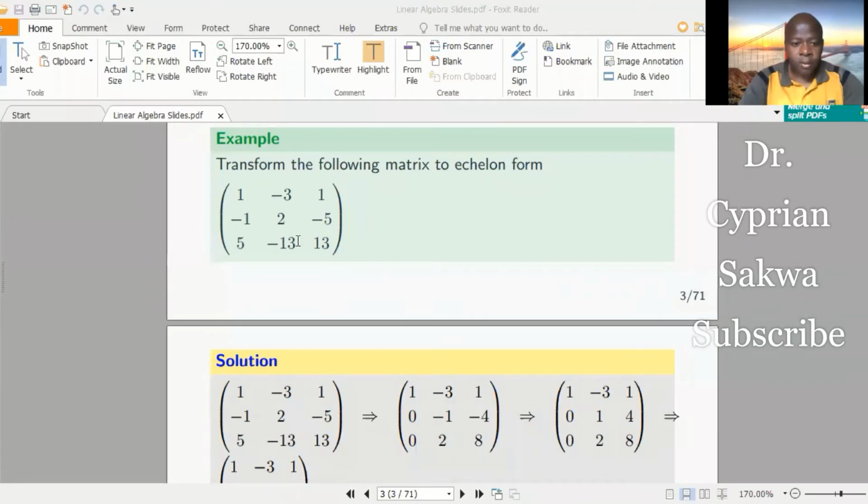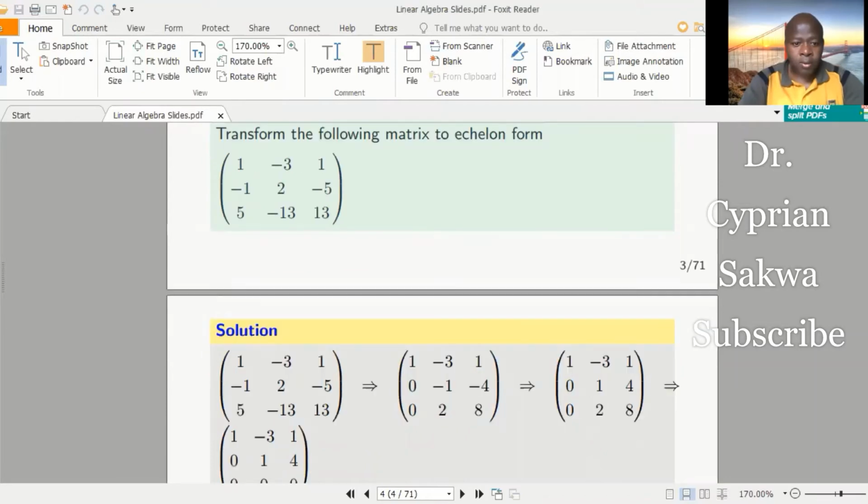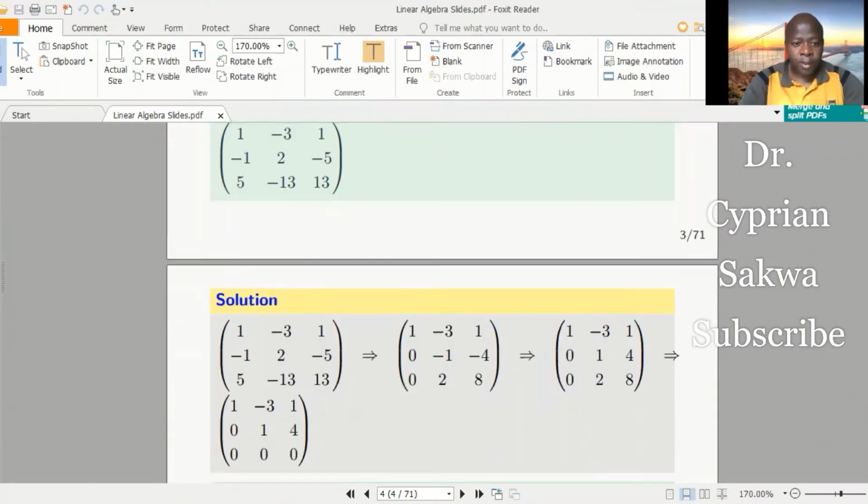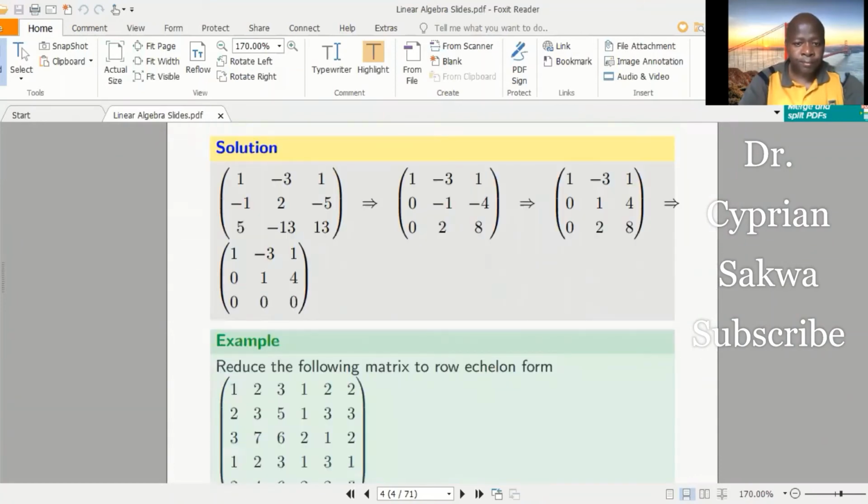So let's now look at example 2 and reduce it to echelon form. And you now know what we're supposed to do. We are using our leading ones to create zeros below them. So in this matrix, looking at this first row, first column position, the leading element there is 1, which we call the leading one. So we use it to create zeros below it.